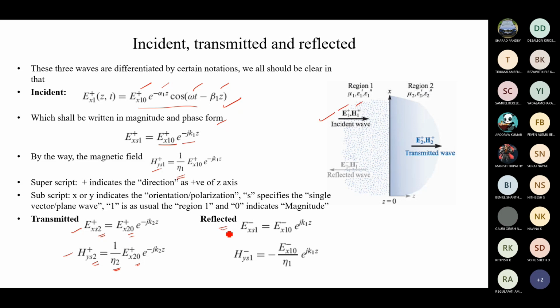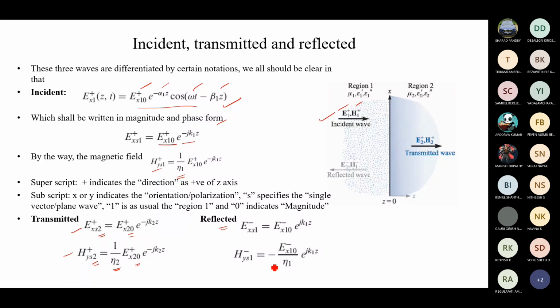And the third one is that out of this incident power, some amount of power is transmitted. The remaining power is supposed to be reflected back. So that is where the boundary condition is satisfied. That is, the law of conservation is preserved.